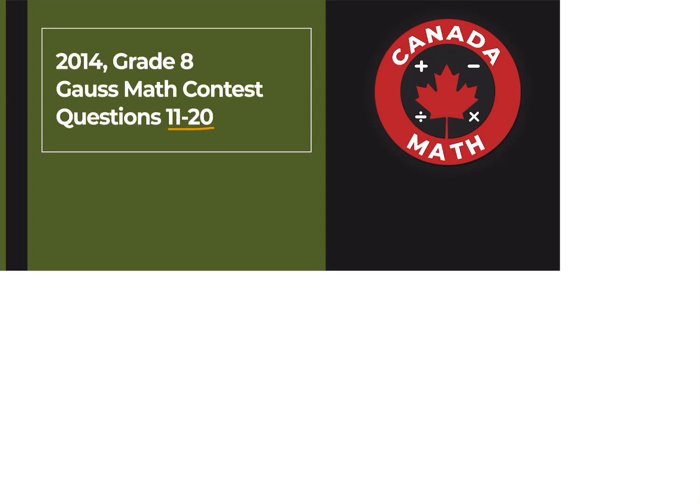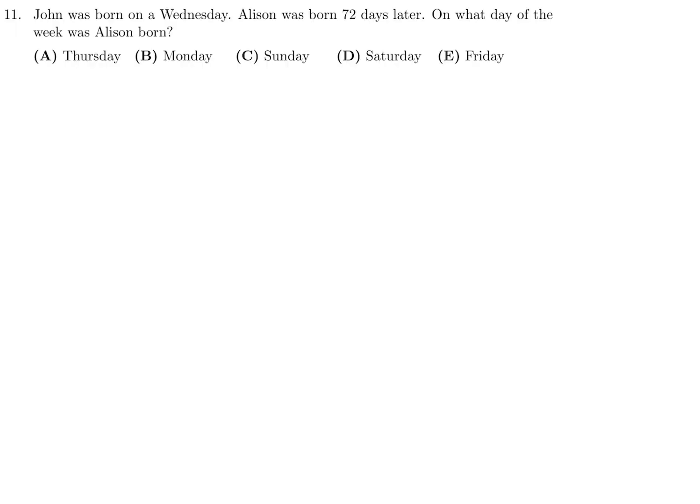Questions 11 through 20 on the 2014 Grade 8 Gauss Math Contest. John was born on a Wednesday. Allison was born 72 days later. On what day of the week was Allison born?